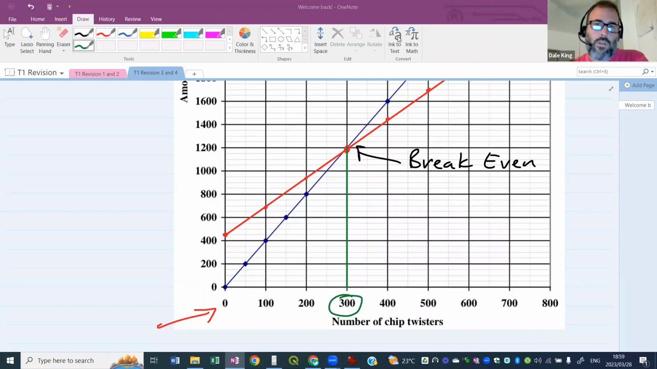If I was Lorato, I might consider reducing my costs somewhere along the line. She's going to have to work very hard. Or I'd sell my chip twisters for a little bit more. Yes, you could sell them for more than R2.50. If you sell them for more than R2.50, then that break-even point will be lower down. You would have to make fewer chips to start breaking even.